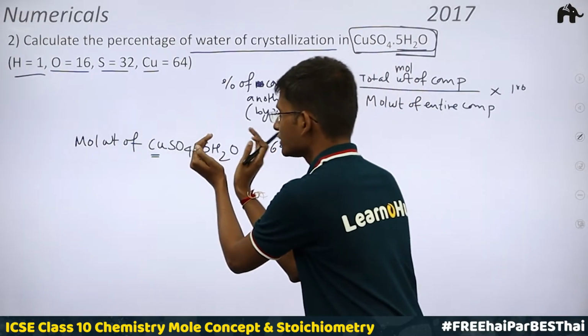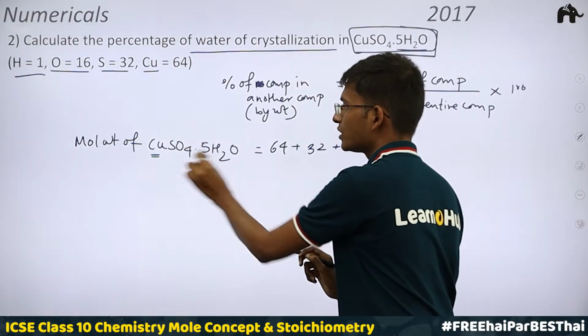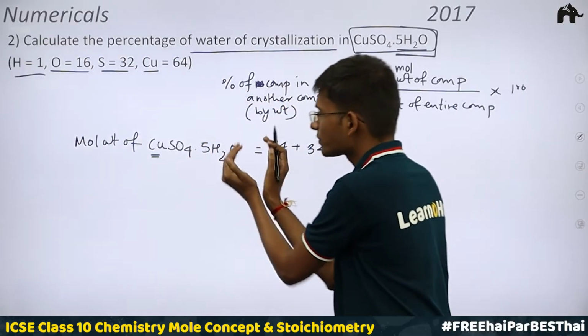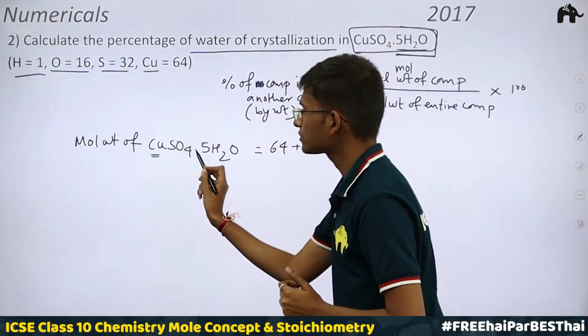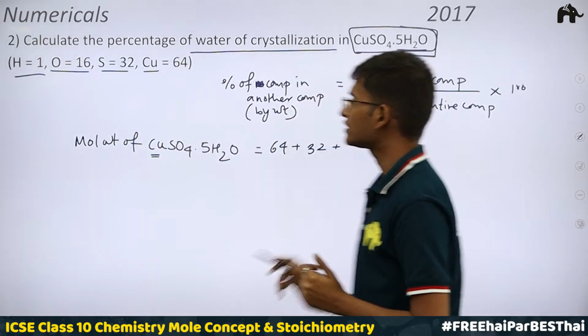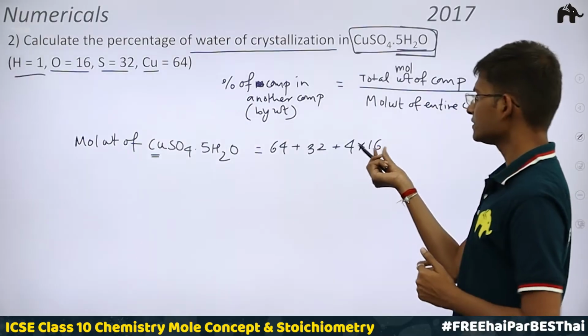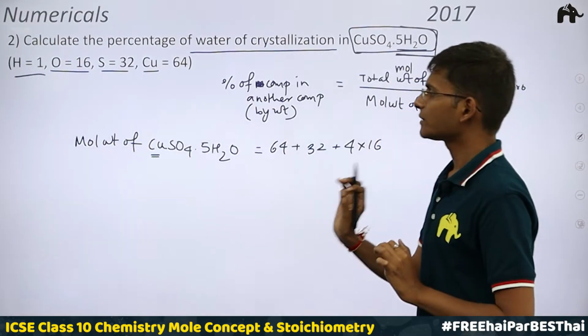We are here going to treat these water molecules separately. Otherwise you would say, sir, there are 5 plus 4, 9 atoms of oxygen. You would just treat these 5 water molecules separately. We are just talking about first this copper, sulfur, and this oxygen. So 4 atoms of oxygen, so 4 into 16, right? 1 oxygen atom's atomic weight is 16. Atomic weight of oxygen is 16 multiplied by 4.